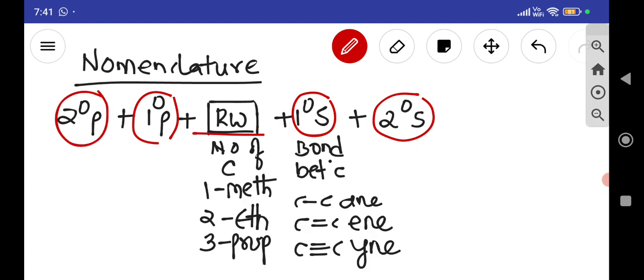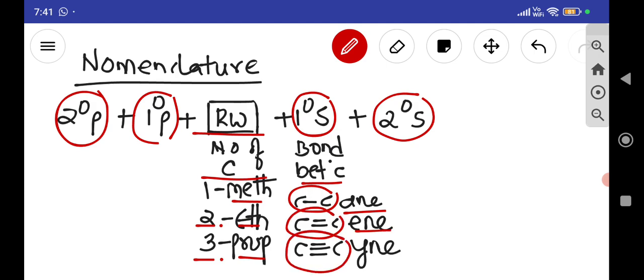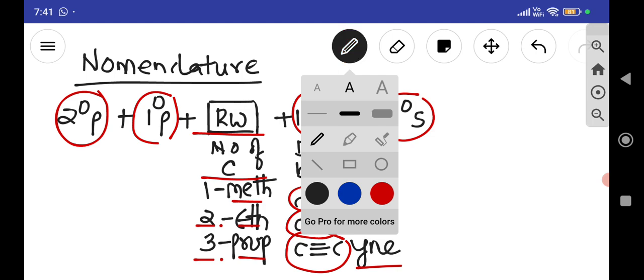So root word always indicates the number of carbons. If 1 carbon, meth; 2, eth; 3, prop; then 4, but; pent, hex, like this it will continue. Now primary suffix is nothing but the bond present between the carbons. If a single bond is there, we write the suffix as ane. If a double bond is there, we write ene, and if a triple bond is there, we write yne.